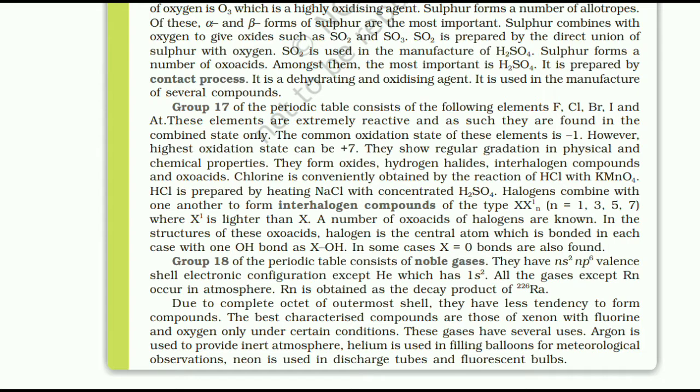Chlorine is conveniently obtained by the reaction of HCl with KMnO4. HCl is prepared by heating NaCl with concentrated H2SO4. Halogens combine with one another to form interhalogen compounds of type XX', where X' is lighter than X. A number of oxoacids of halogens are known. In the structures of these oxoacids, halogen is the central atom, which is bonded in each case to one OH bond as XOH. In some cases, X=O bonds are also found.